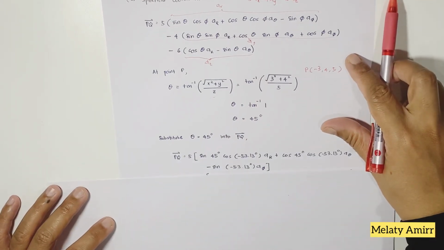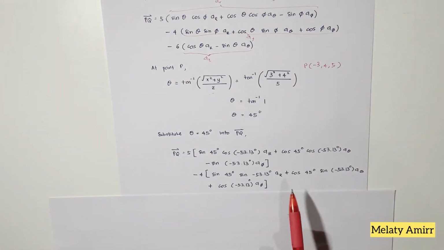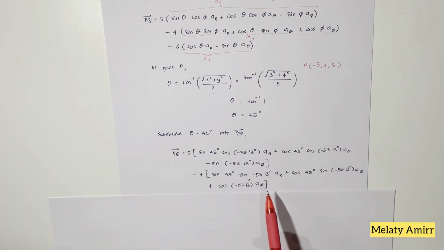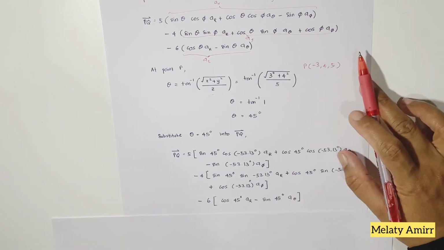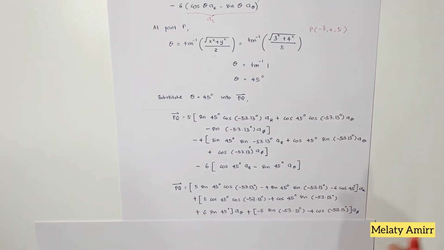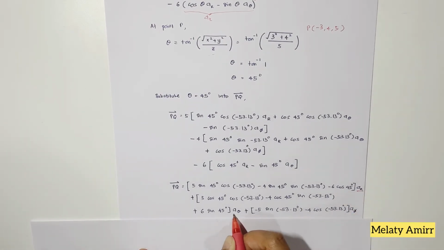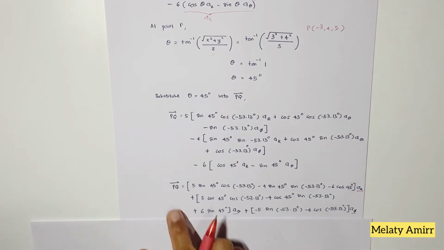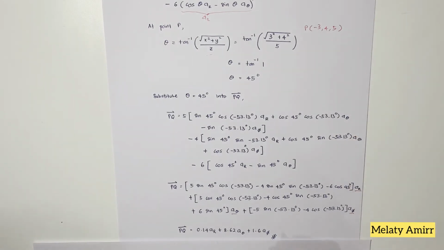Substitute theta equal to 45 degrees into the PQ vector here, and you will get something like this. After you substitute the values of phi and theta, use your calculator to calculate all of these equations. Don't forget, after you substitute, rearrange the equation based on ar, atheta, and aphi. Rearrange the equation and then solve it using the calculator. You will get this answer.